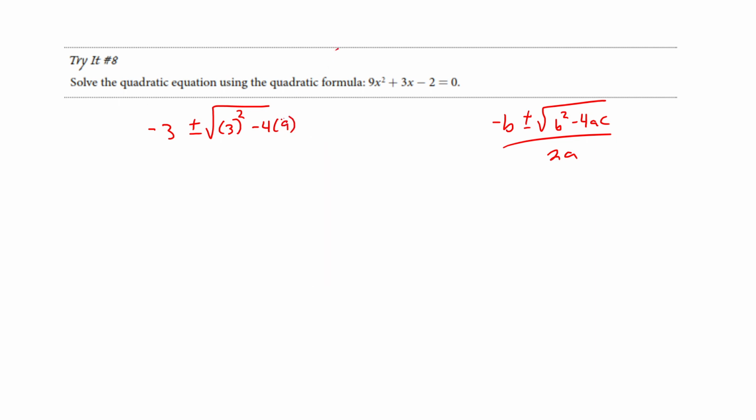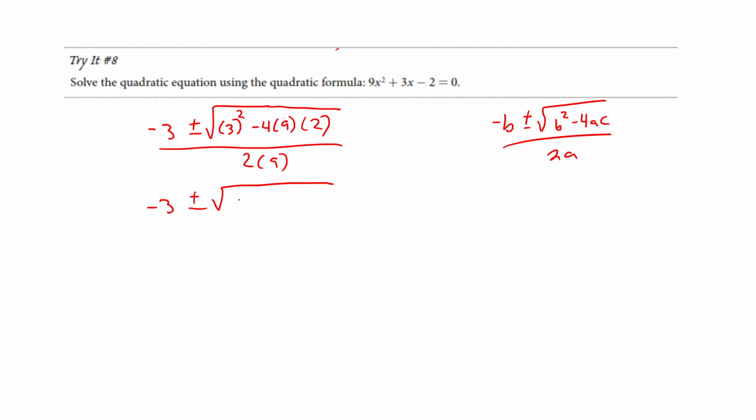Another thing that students will sometimes have trouble with is this: be careful of your signs. If you're squaring a negative number, if b was negative, the negative is getting squared as well. So just be careful.